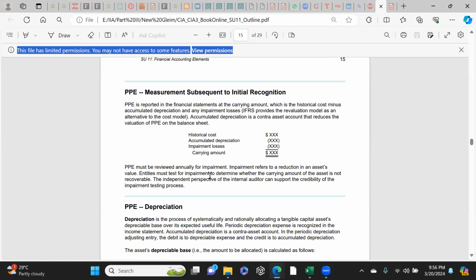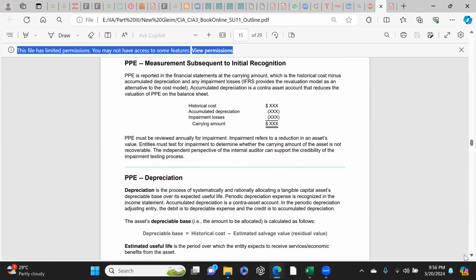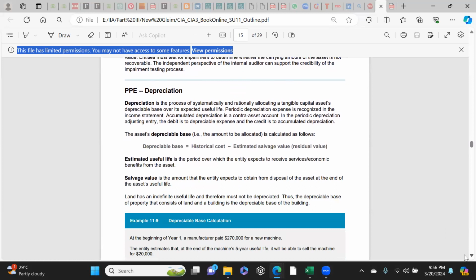PPE must be reviewed annually for impairment. Impairment refers to the reduction in an asset's value. Entities must test for impairment to determine whether the carrying amount of these assets is recoverable. You have a carrying value of the asset, historical cost minus depreciation, but if that is not recoverable, that is why you need to adjust for impairment losses. The independent perspective of the internal auditor can support the credibility of the impairment testing process. So that is how the internal auditor could contribute in that exercise.